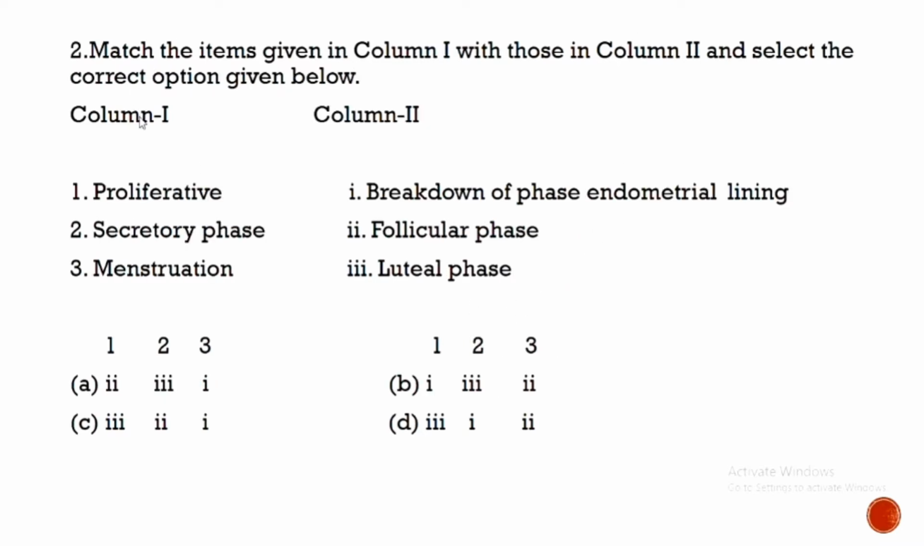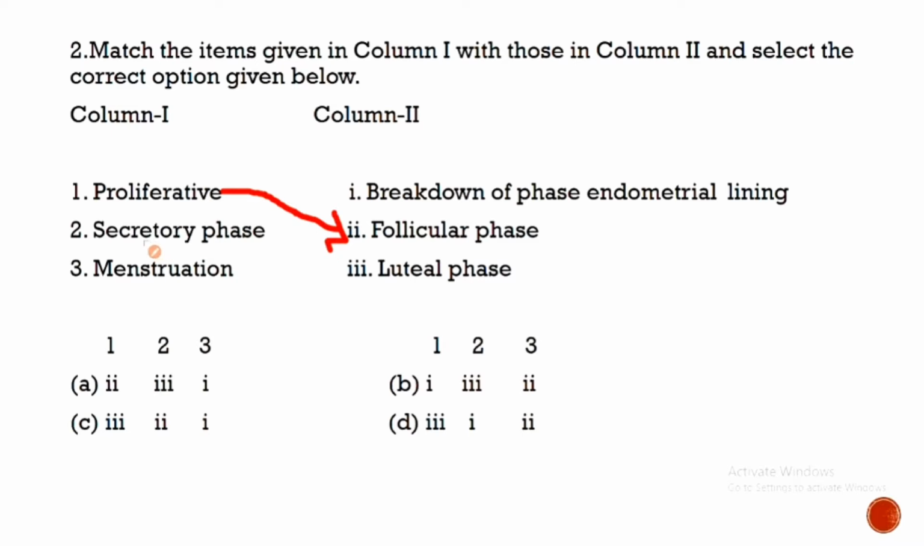Now going to question number 2. Same type of question, match the items given in column 1 with those in column 2. So here the first item is the proliferative phase. The proliferative phase is a phase in the female reproductive cycle. During the female reproductive cycle, what happens? Follicles start to grow in size under the influence of follicle stimulating hormone, and hence this phase is also known as the follicular phase. So the proliferative phase is known as the follicular phase. So this phase will match with this one.